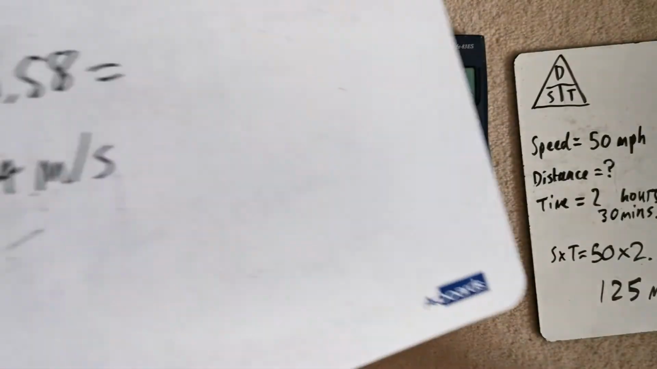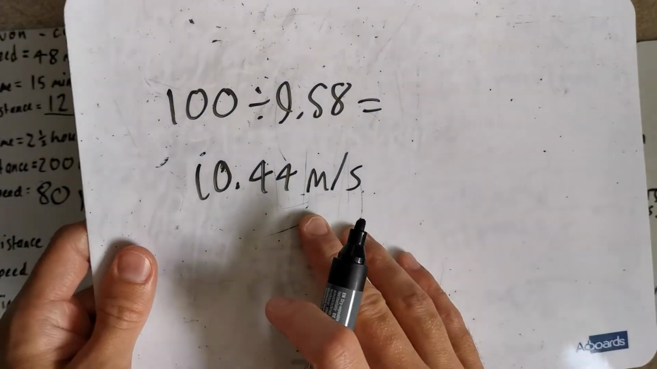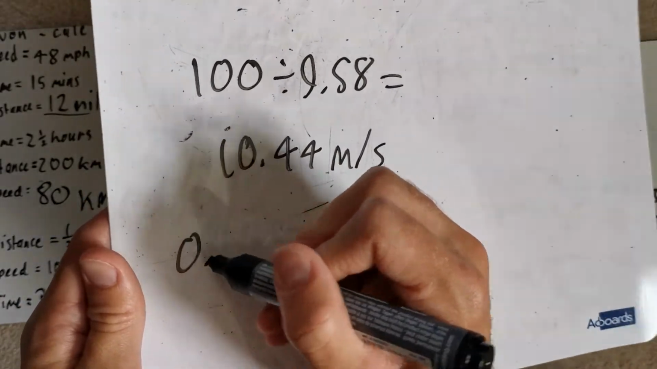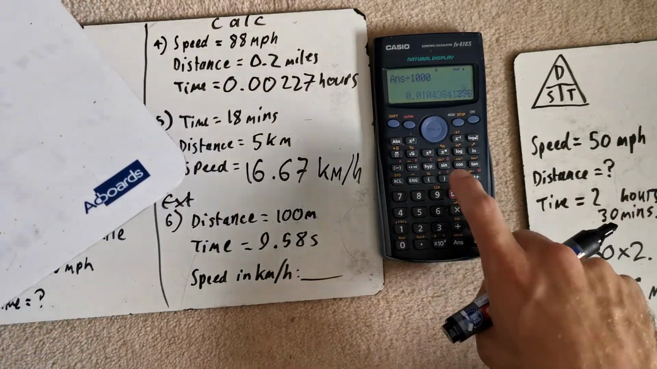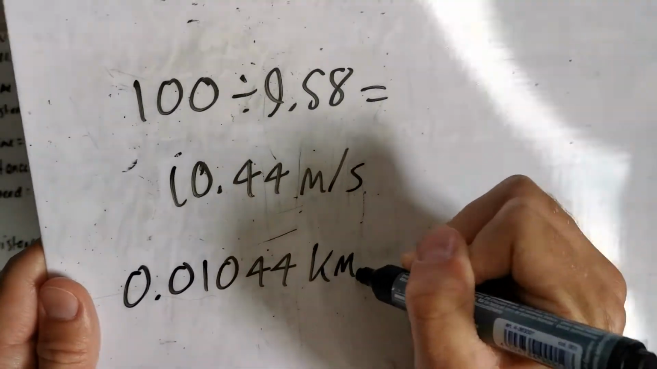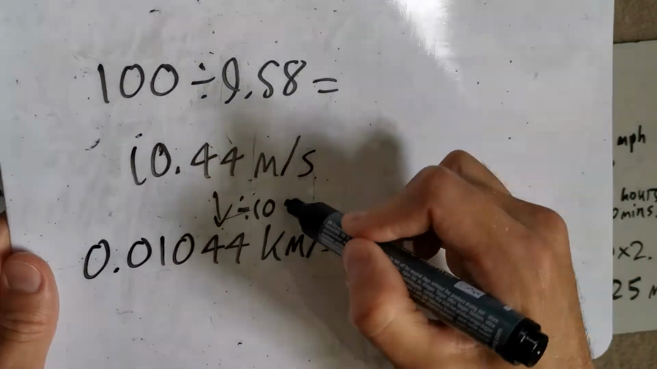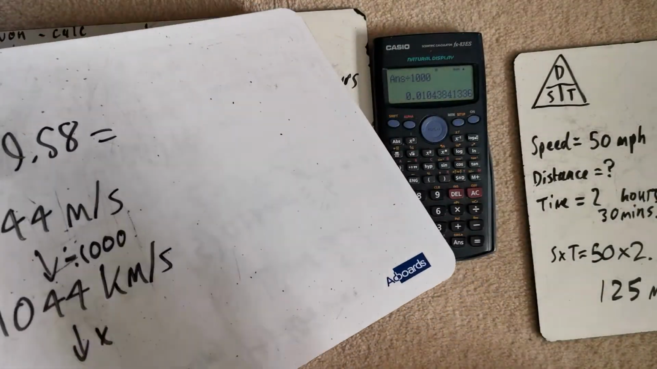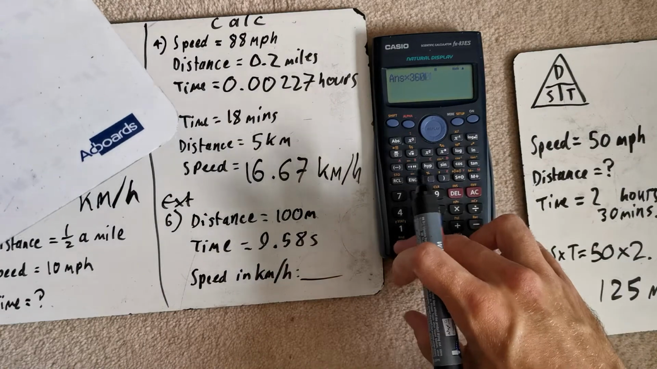Okay, we don't want it in meters per second. We want it in kilometers per hour. Okay, so let's turn it into kilometers per second for a start, shall we? So if we want to divide it by 1,000, that gives us in kilometers per second 0.01044 kilometers per second. But then we want it in hours. Now we're going to times it by the number of seconds in an hour, which is not 60, it's 3,600. Okay, so times it by 3,600.